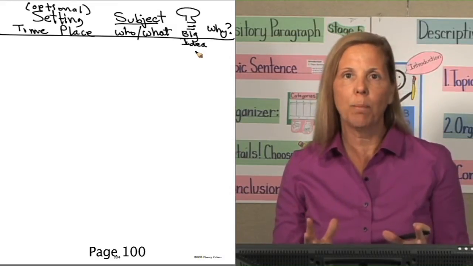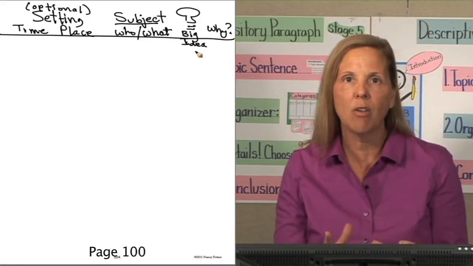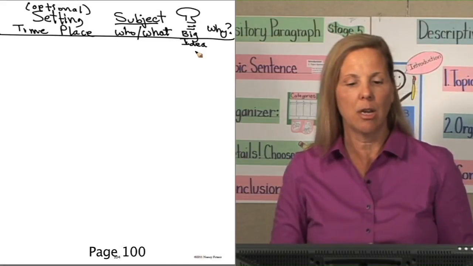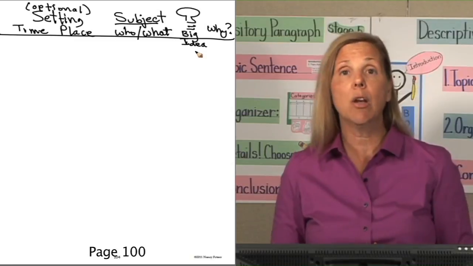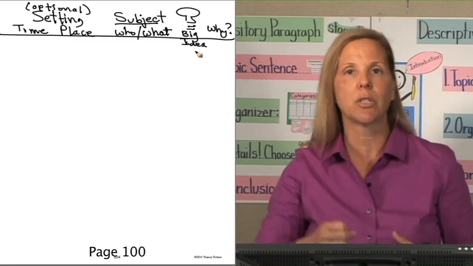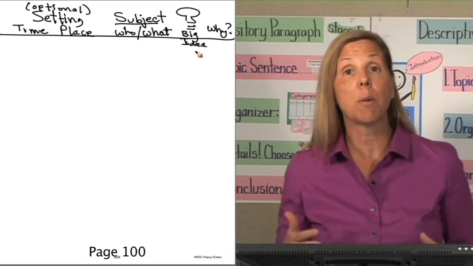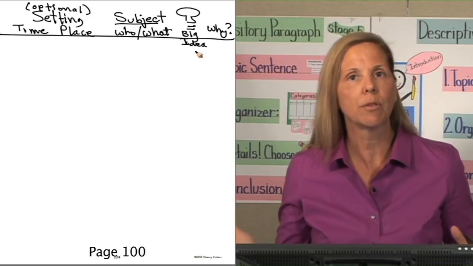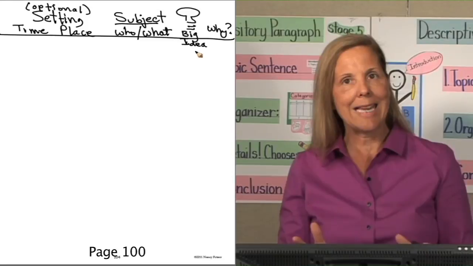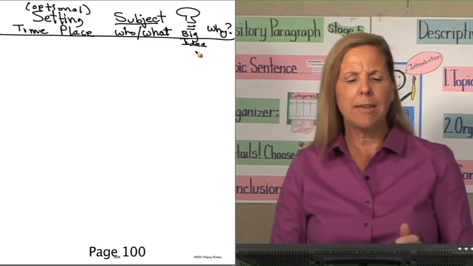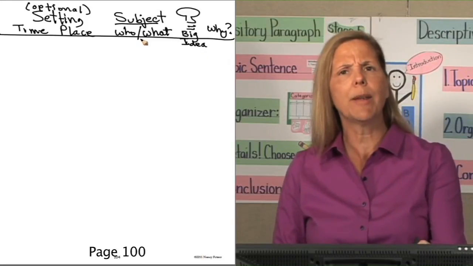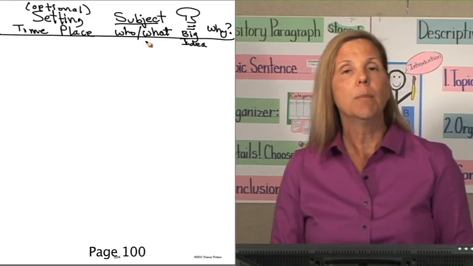This is the critical piece. This is the purpose of why we're writing this information. So I may say plants. Oh, I'm going to tell about the different parts of a plant. Why? Who cares? Because a plant's going to use those parts in order to live, to survive. There's my big idea.